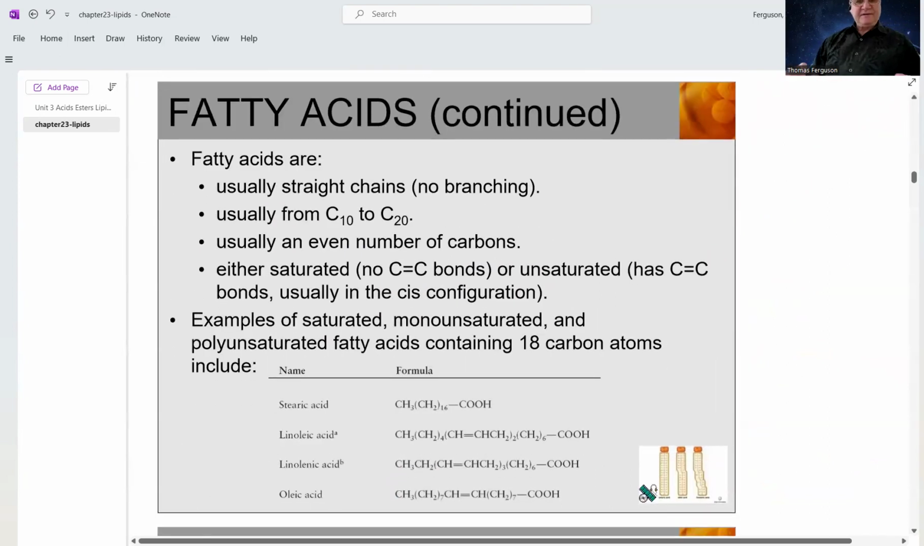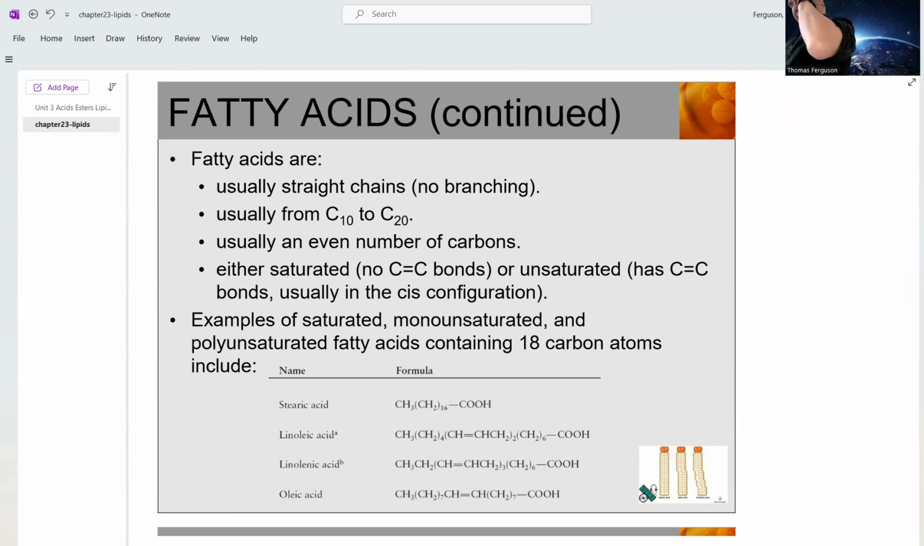Now, when you mention fatty acids, there are certain characteristics of fatty acids. Rarely are they ever branched. Normally, they're long, stringy things. There are different classes of fatty acids. There's short chain fatty acids, medium chain fatty acids, and just plain old fatty acids. So when you hear the word fatty acid, it's a long one. It's from 16 to 20. Medium chain ones are found in a lot of health food stores.